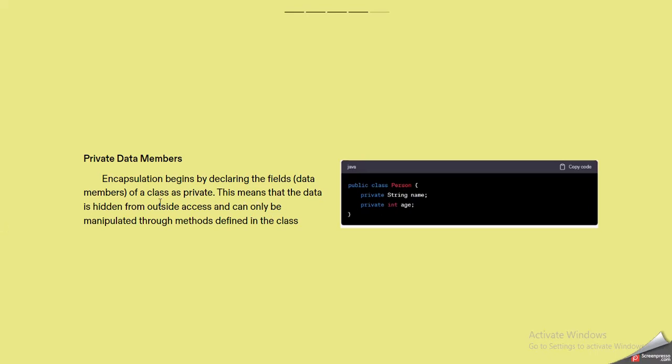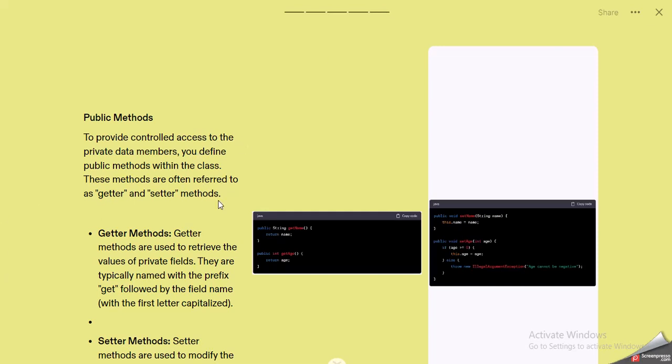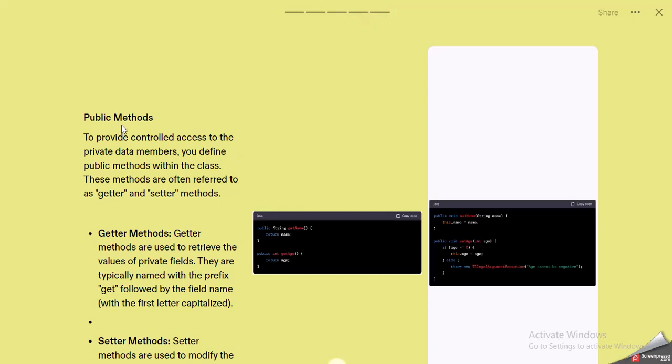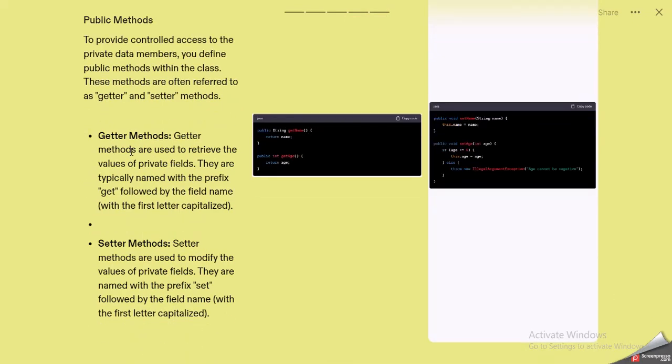Now that means the data is hidden from outside access and can only be manipulated through methods defined in the class. For that we use getters and setters. For private data members we use them this way. To provide controlled access to the private data members, you define public methods within the class. In order to access private String name and private int age outside the class, we declare some public methods, and these are basically getter methods and setter methods.